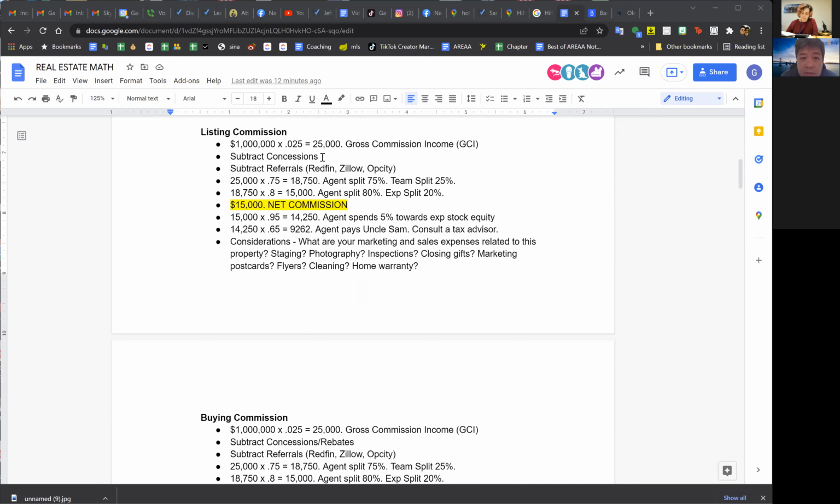Subtract concessions. So let's say during the course of a transaction, the buyer comes in, the buyer submits a request for repairs and says, the refrigerator is broken and we'd like a $1,000 credit for a new refrigerator. And the seller is very stuck on it and says, I'm not going to move. I'm not going to budge off of $1,000. And let's say both parties are deadlocked and they don't want to give up money.